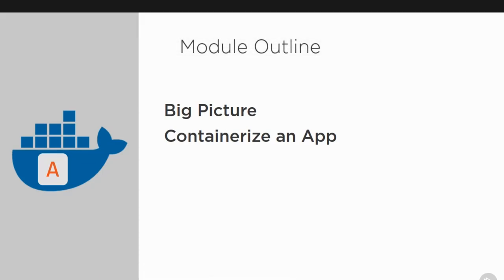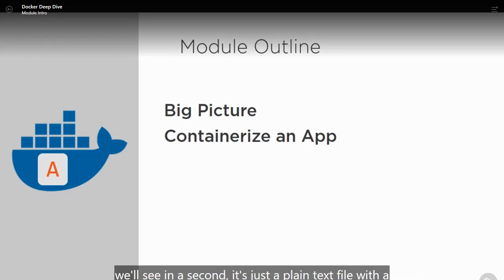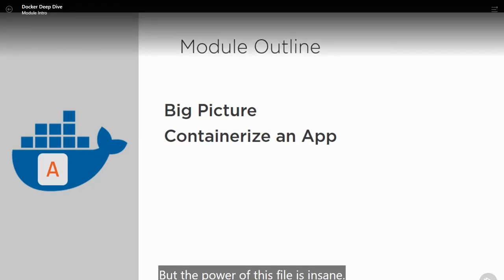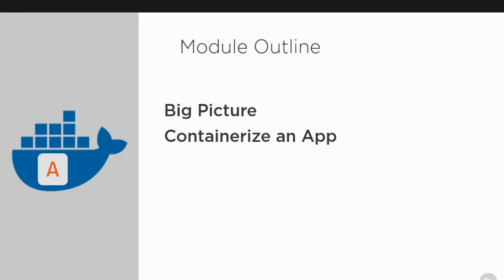Now to do this, we're going to work with something called a Dockerfile. And we'll see in a second, right? It's just a plain text file with a bunch of pretty simple instructions. But the power of this file is insane. I mean, not only to build an image, I'm talking about the potential to bridge the gap, nay, the chasm between dev and ops. Seriously, this file is a way for developers to describe their apps and how they work, and for ops to read the file and understand.